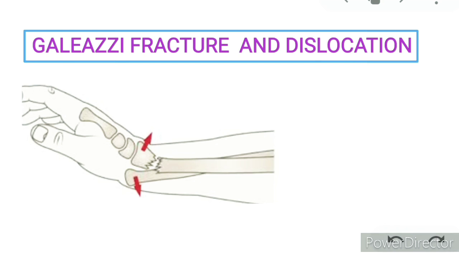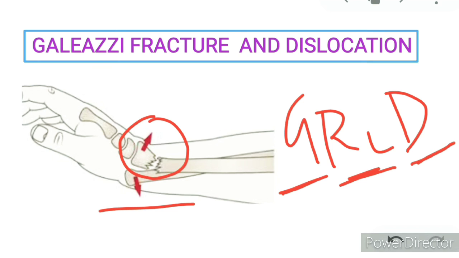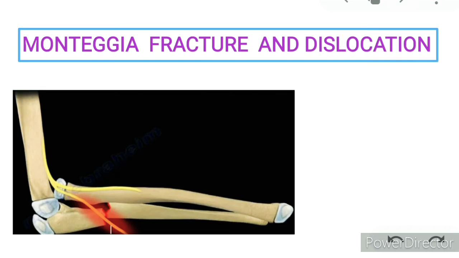First, coming to the Galeazzi fracture and dislocation. Here the fracture occurs in the lower third of the radius and there is distal dislocation of the radioulnar joint. We can remember by the mnemonic GRILD. So, in Galeazzi fracture, the lower third of the radius gets fractured and there is distal dislocation of the radioulnar joint.